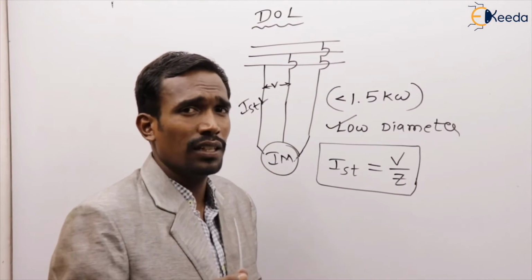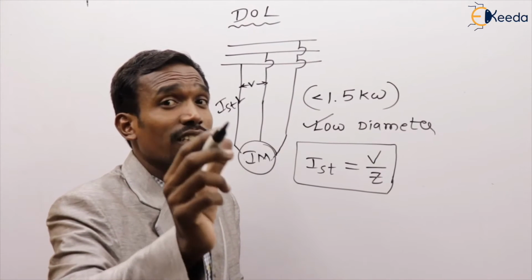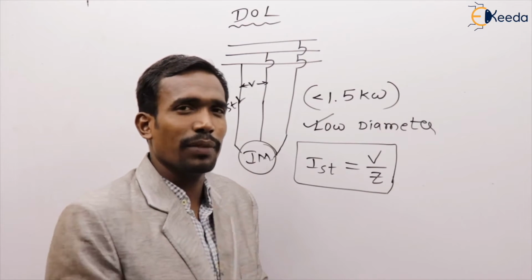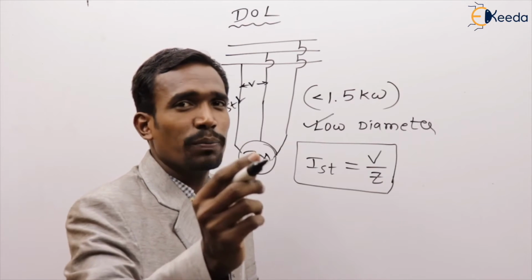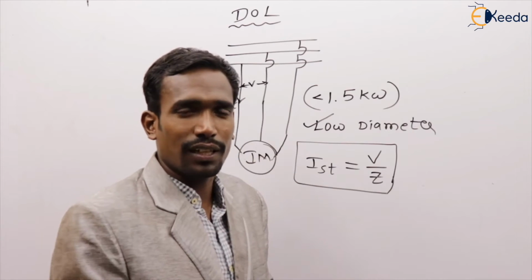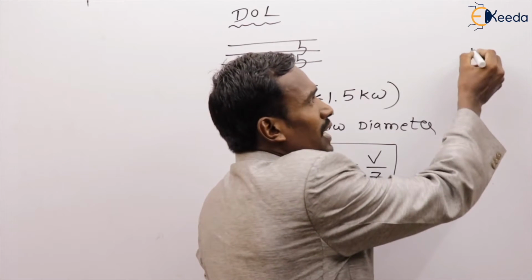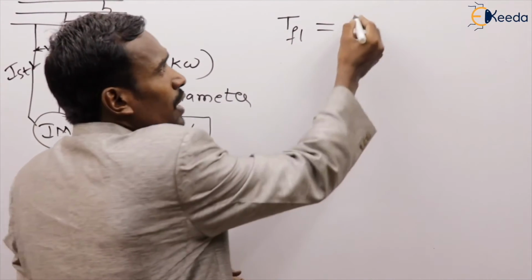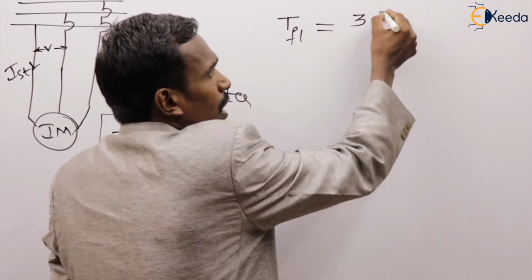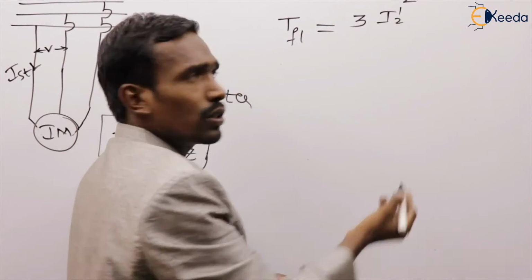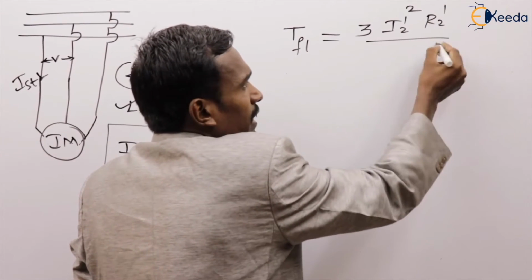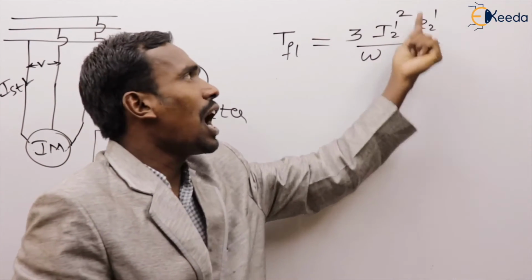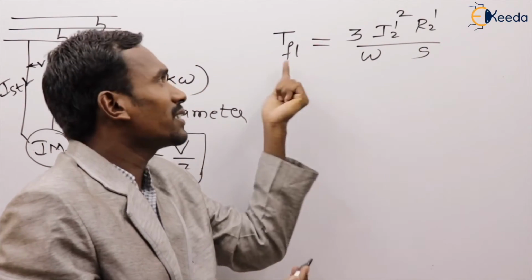Very important here is the ratio of starting torque to the full load torque. Problems are asked on this, and it has been asked many times in the GATE exam. I already gave you the full load torque formula: full load torque is equal to 3 into I2 dash square into R2 dash by S into omega.